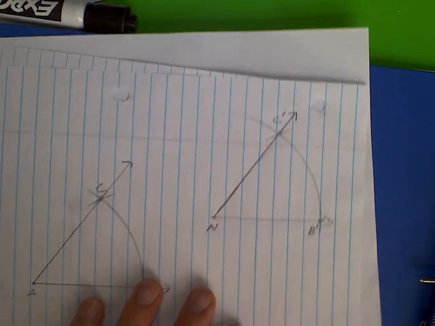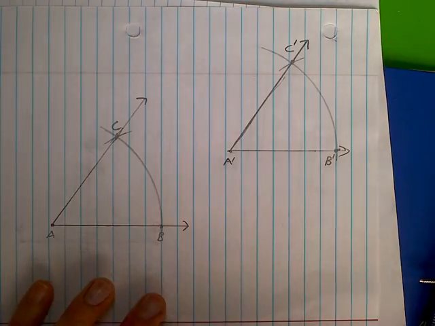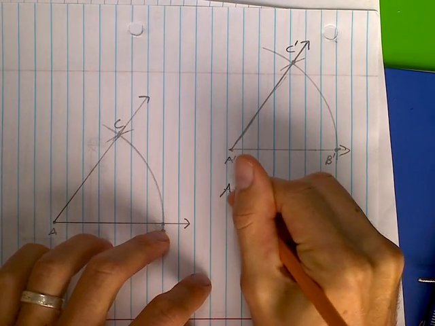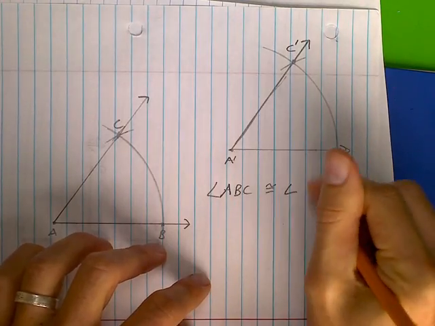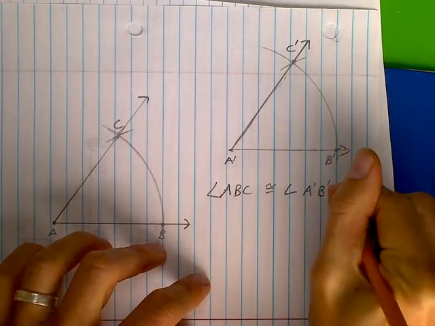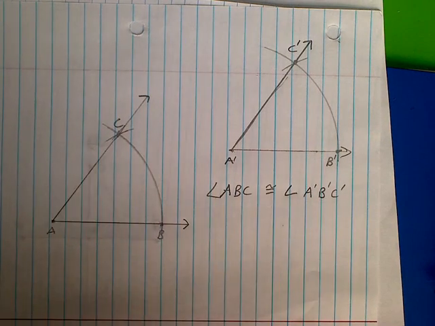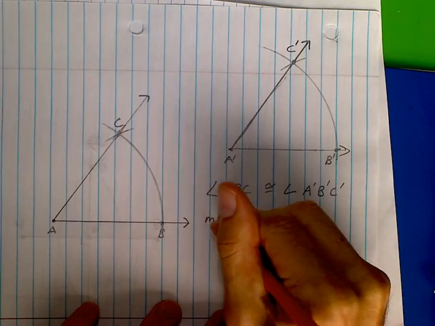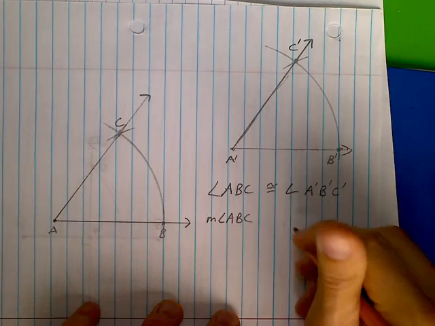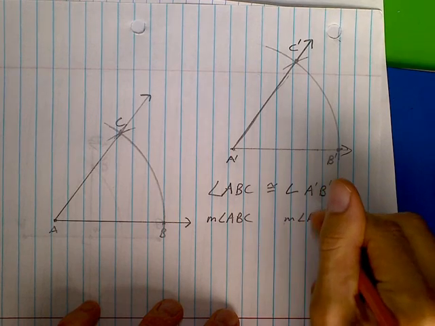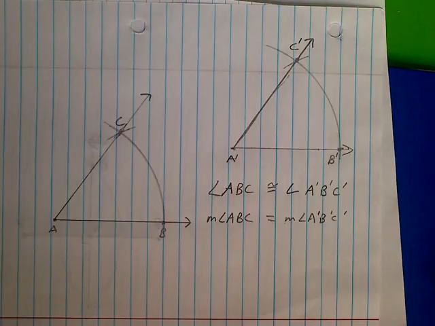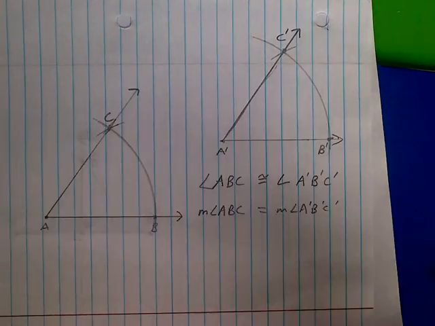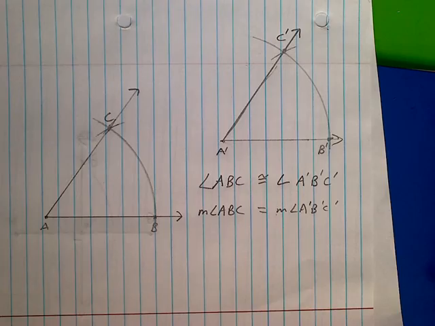Okay. So therefore I can say that angle ABC is going to be congruent to angle A prime, B prime, C prime. Okay, so they're congruent. But if I was talking about their measurements, I wouldn't say their measurements are congruent. I would say their measurements are equal, because the measurements are numbers, not shapes. And the shapes are shapes, not numbers. Okay.